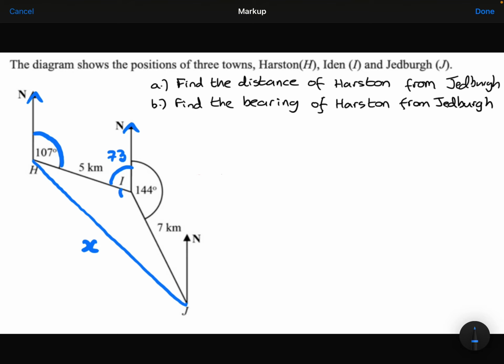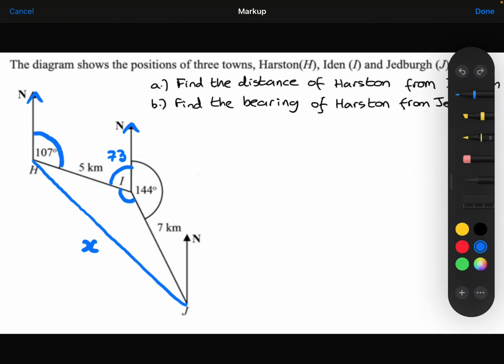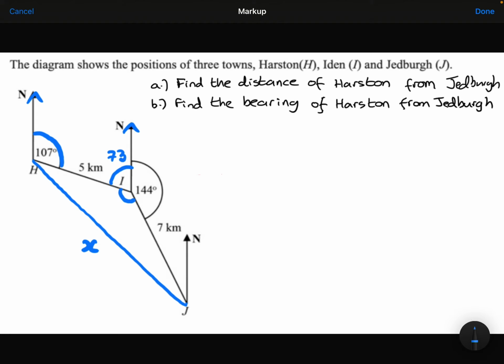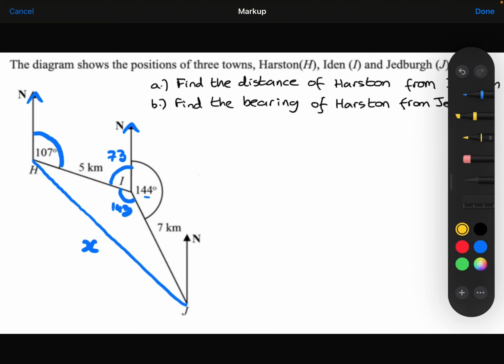I can now work out this angle here, because I know that angles around a point add up to 360. So if I do 360, take away the 144, take away the 73, this angle is 143 degrees. Now let me focus specifically on this triangle.